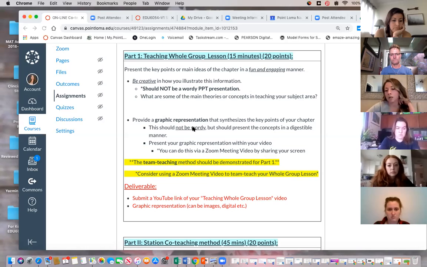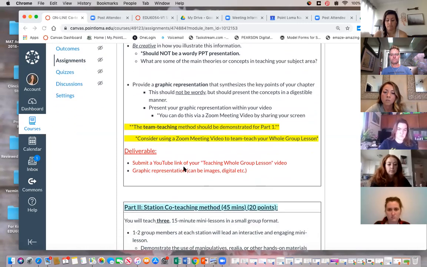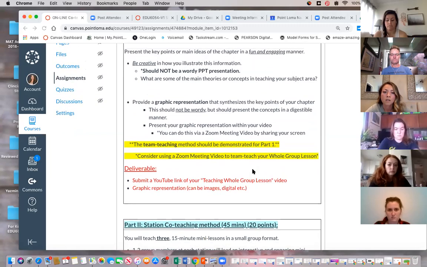And like I mentioned, when I was going through the PowerPoint, team teaching is required to be demonstrated for part 1. So think about how the members of your group are going to have a part in that 15-minute whole group lesson, okay? And then that's where I say consider using Zoom video to do the team teaching, okay? And then we have the deliverable there again, remember, of your whole group lesson. Okay, so that's part 1.